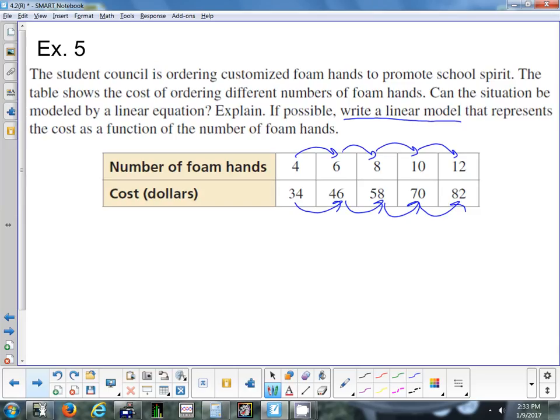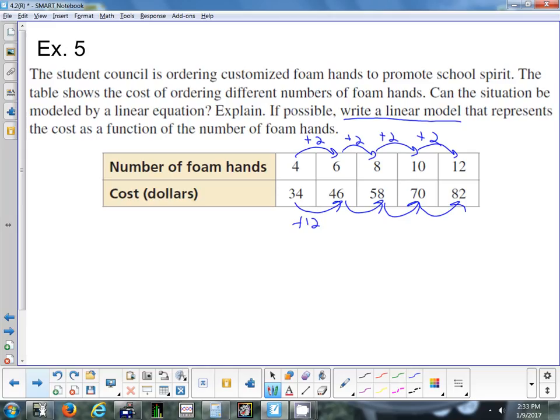How do you get from 2 to 6? Is that the same all the way? Yeah. Okay, that's the same pattern. Now, how about the y's? How do you get from 34 to 46? Is that the same all the way? Yes. Because the pattern is addition, you can use a line.